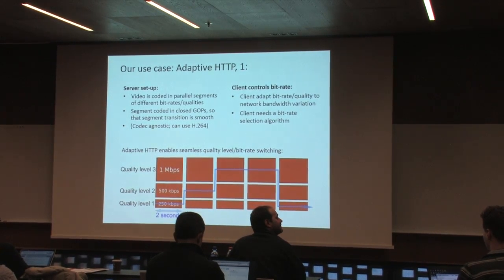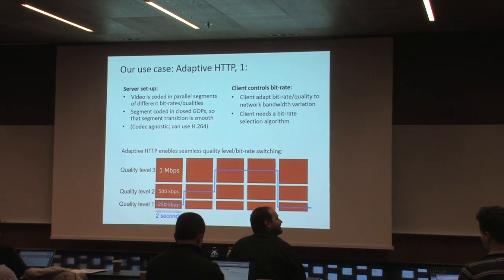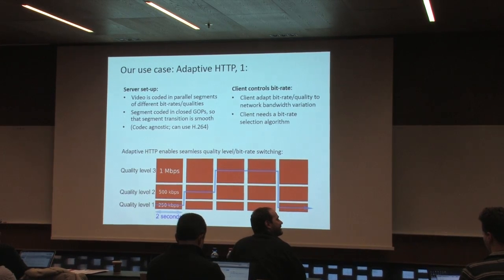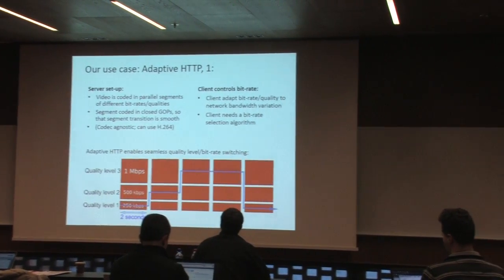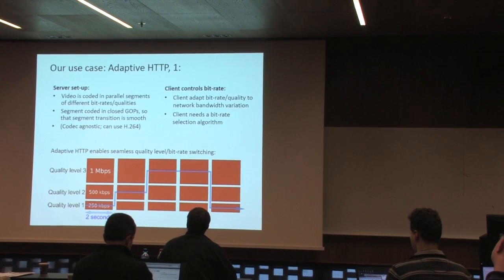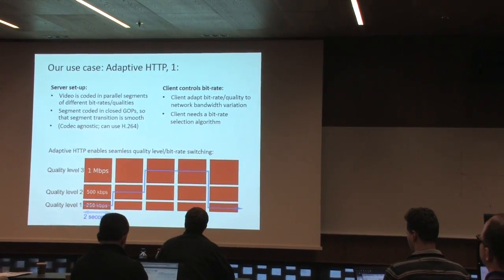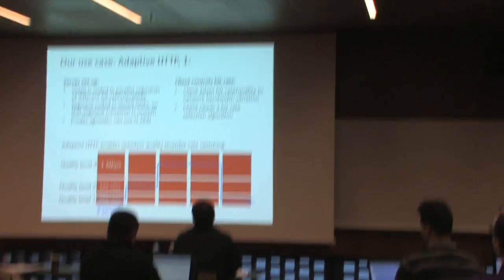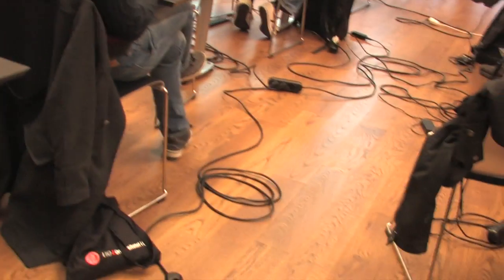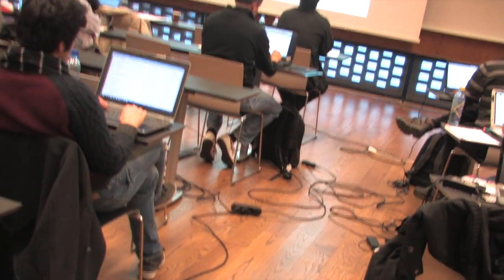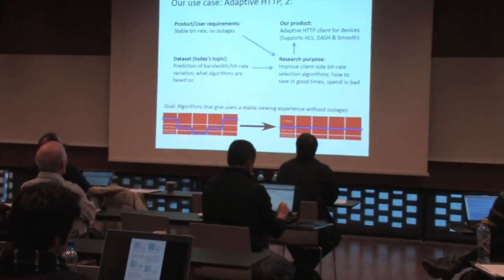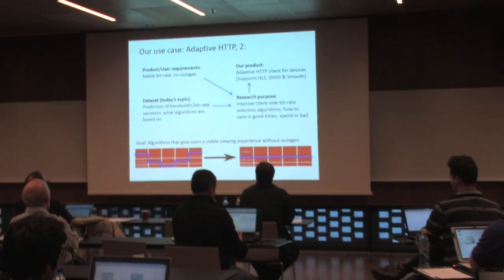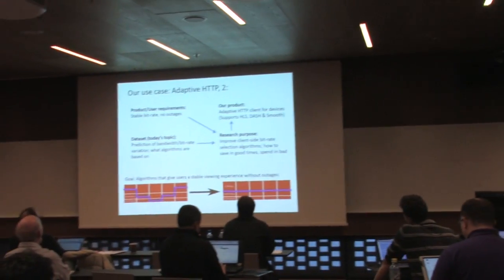And in this system, the client controls the bit rate, at least traditionally. There are some that can also be done server side. And when the clients control the bit rates, we need an algorithm to select which bit rate the client should download. So when making this algorithm, the users want a stable bit rate, and they don't want outages, they don't want to wait for video.